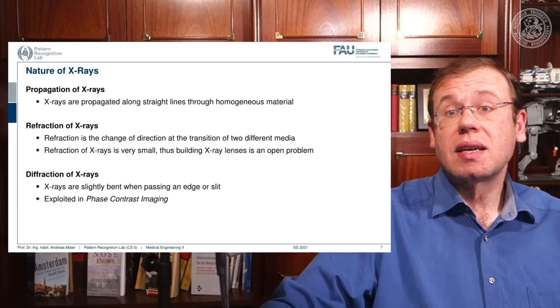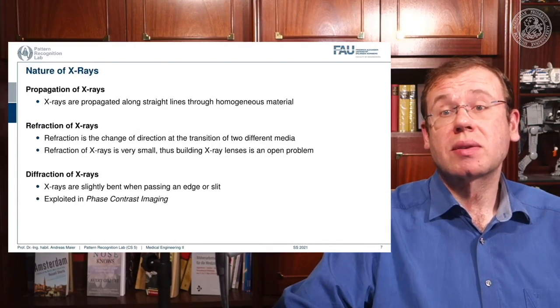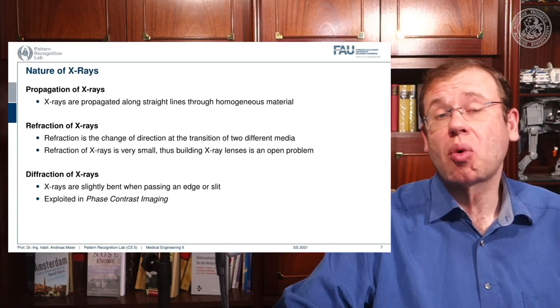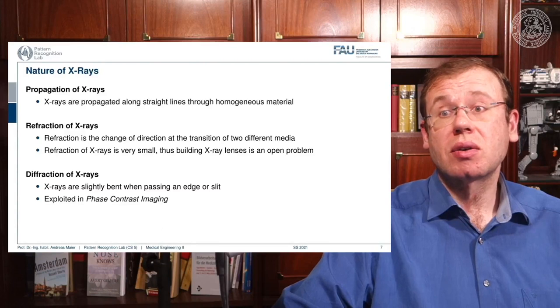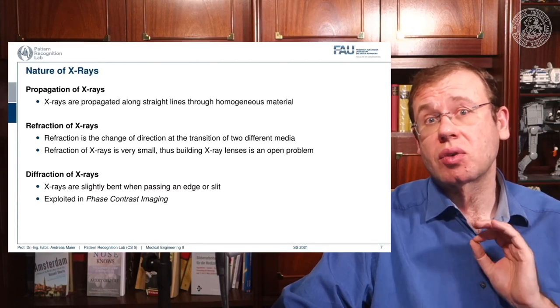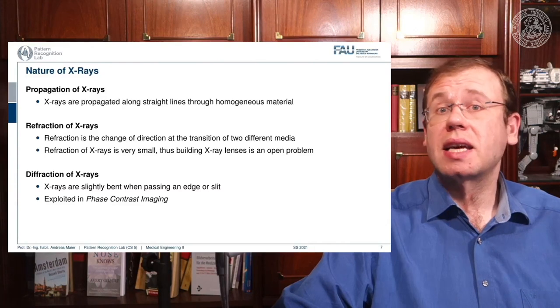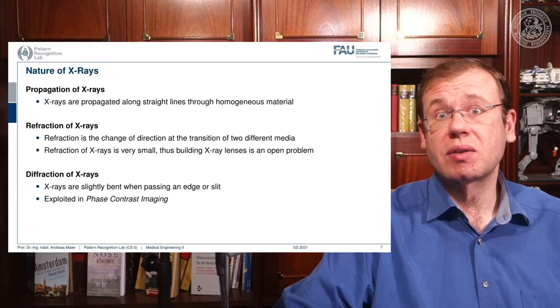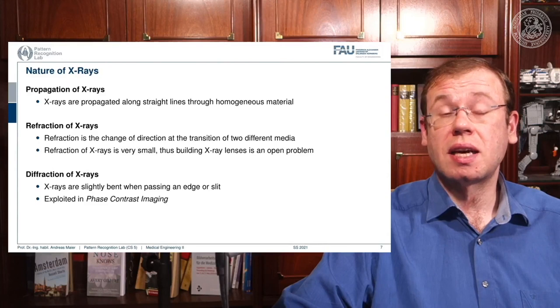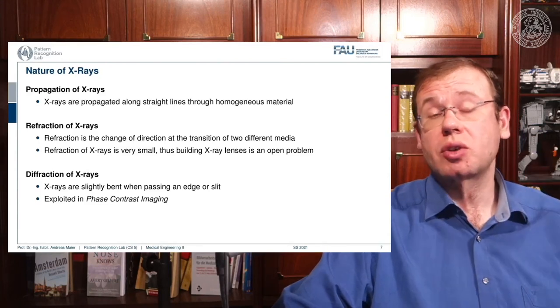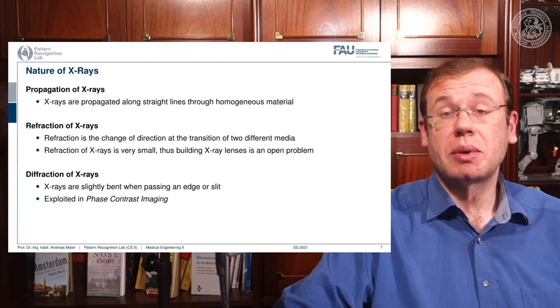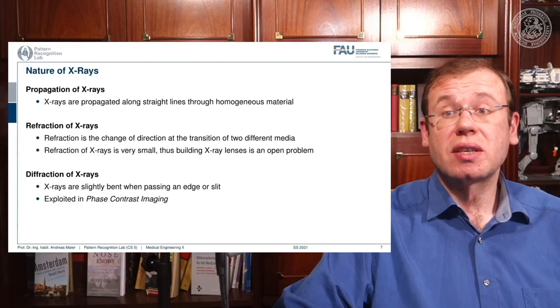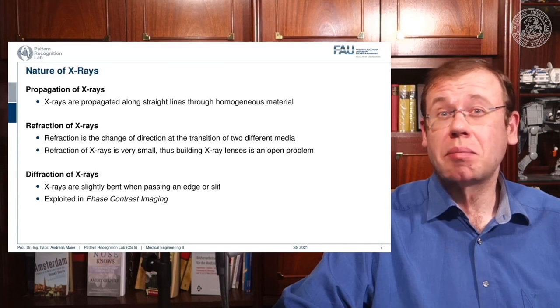Well, there are a couple of things that are interesting about X-rays. They generally propagate from the source to the detector, and they can be assumed to be moving more or less along straight lines. So in homogeneous materials, an X-ray will just go through the material, and then there are a couple of effects that can happen with the X-ray. But generally, if no such effect is happening, the X-ray is just flying through the object and nothing big will happen. There is refraction, which is essentially happening at the boundary of two different kinds of media.